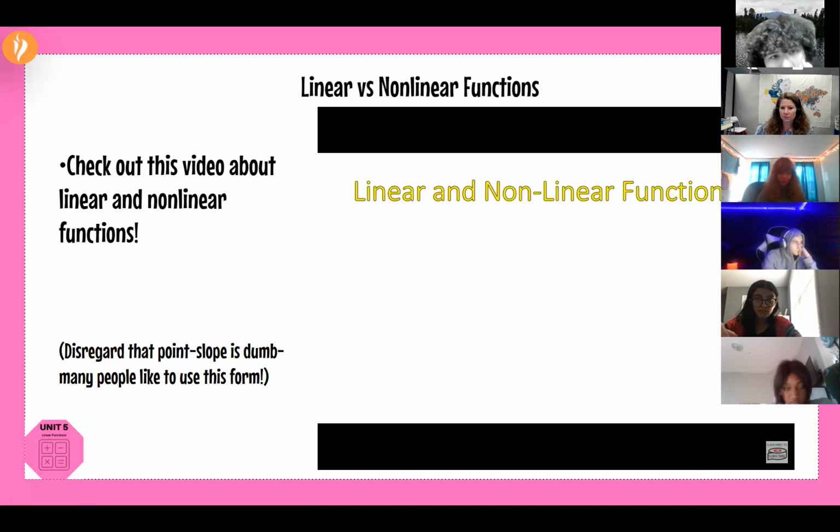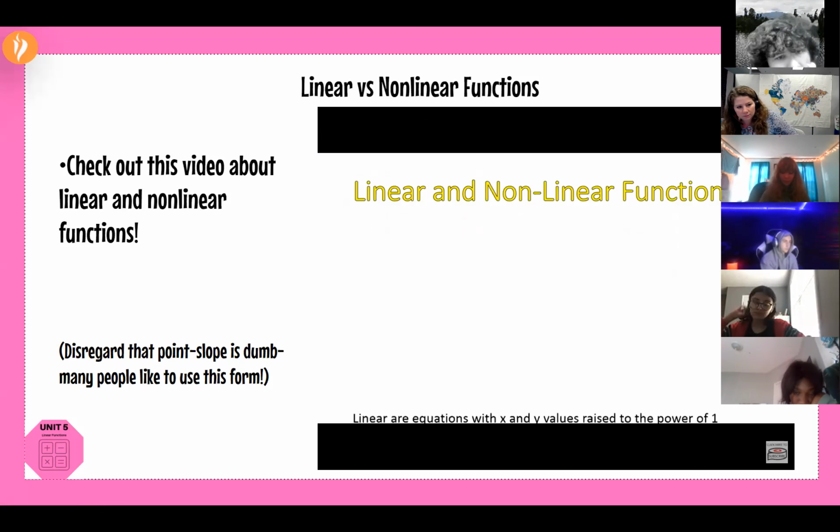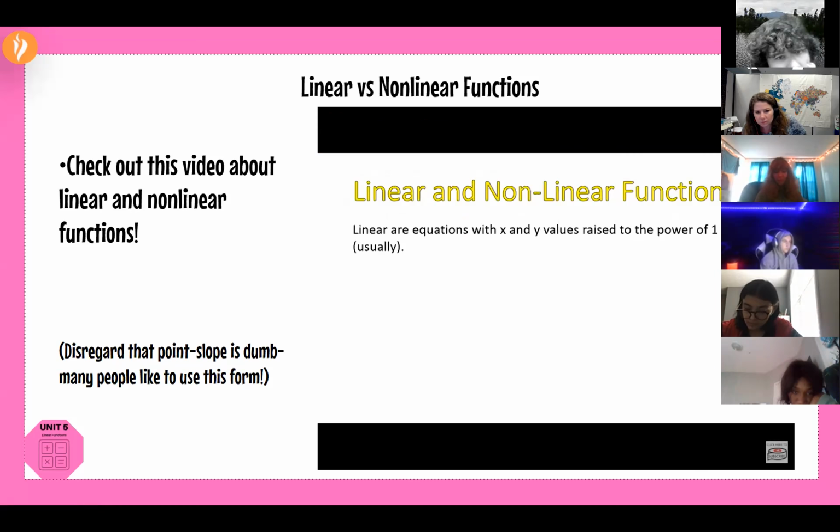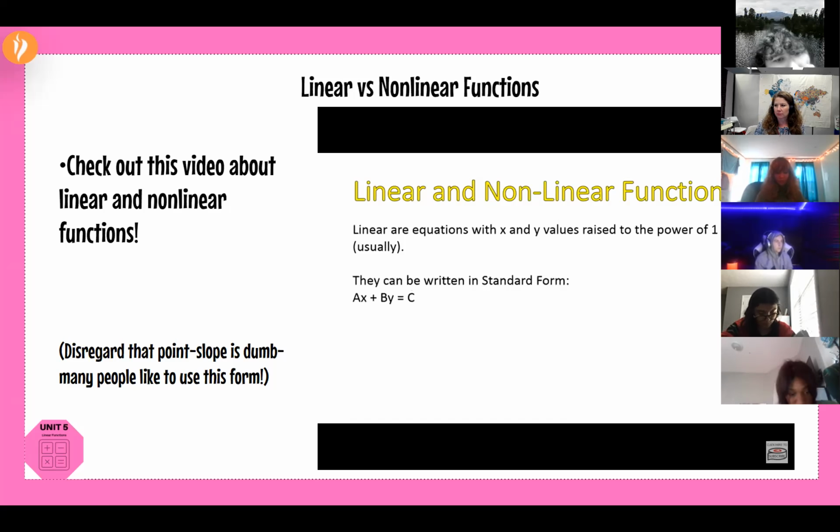First off, there are a couple of differences between linear and nonlinear functions. Linear functions are equations that have x and y values raised to the power of 1, usually. There are some exceptions to this. Absolute value functions are not. They have x and y to the power of 1, but they're one exception. But usually when you have x and y values just raised to the power of 1, they are linear functions, or functions that form straight lines.